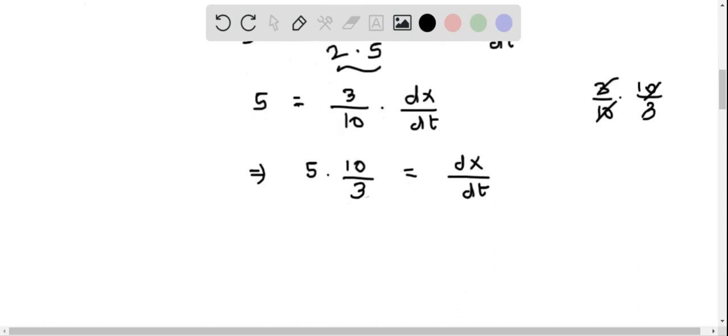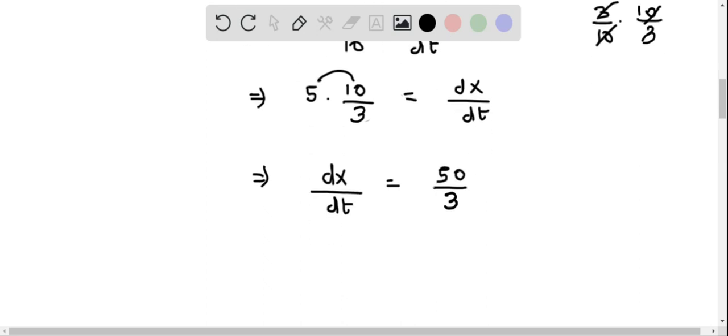And so dx over dt equals 5 times 10 is 50. And we have the denominator 3. So it is 50 over 3. This is in fraction. When we convert this to decimal approximately, it is 16.67, and we have to put the unit as centimeter per second. So here also you can put the unit as centimeter per second. So this is the rate of change of x with respect to time. That is, the x coordinate is changing at the rate of 50 over 3 centimeter per second, or 16.67 centimeter per second.